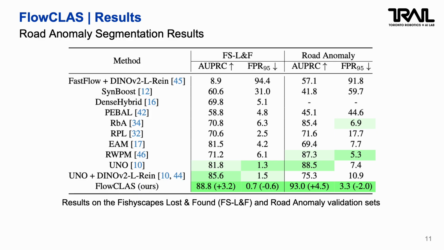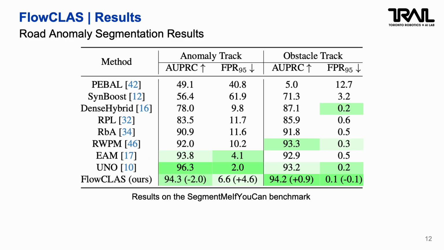Next, we evaluated FlowCLAS on the Fishyscapes Lost and Found and Road Anomaly validation sets for road anomaly segmentation. Our method achieved state-of-the-art performance on all metrics, even when compared to the previous state-of-the-art method, UNO, enhanced by a stronger DINO feature extractor. Similarly, our method achieves state-of-the-art performance on the obstacle track of the SegmentMeIfYouCan benchmark, and competitive performance on the anomaly track.